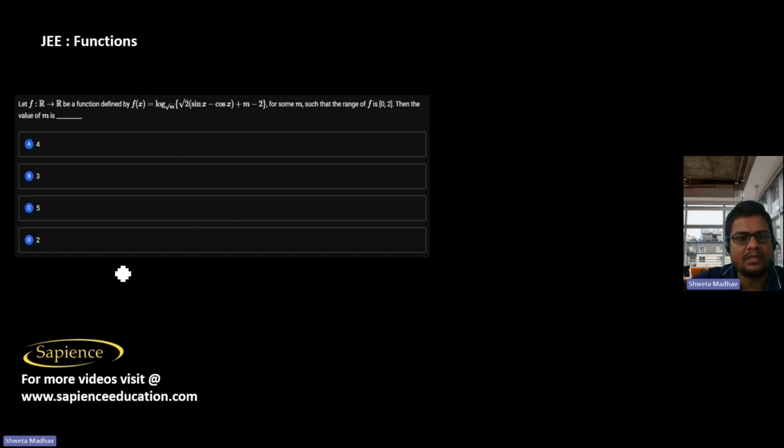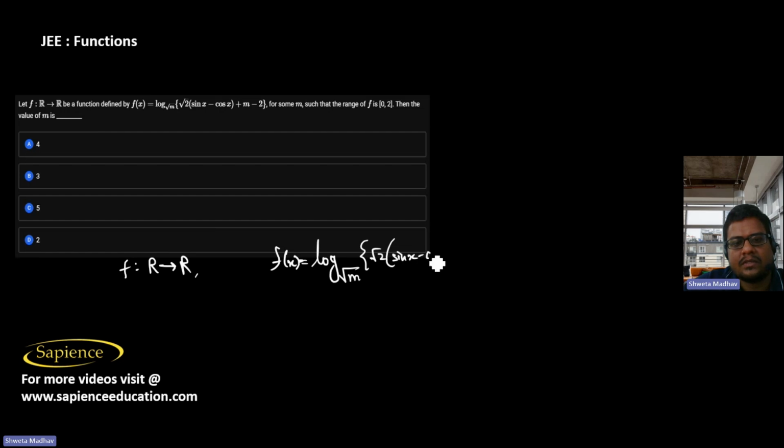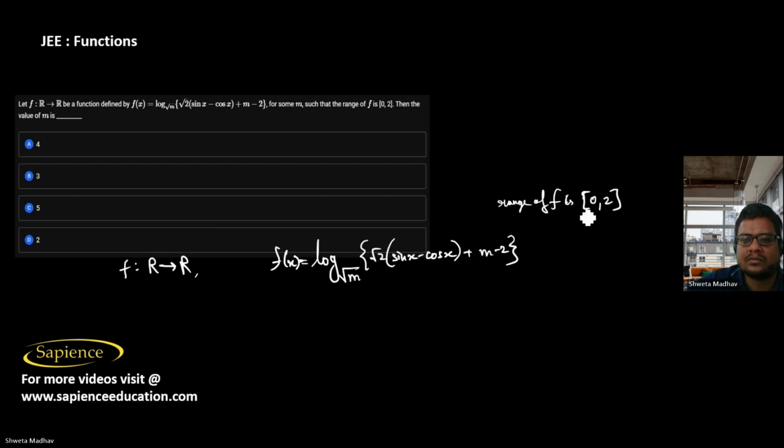And here it is told, let f be a function which maps from R to R, f of x equals to log base root m of root 2 into sine x minus cos x plus m minus 2, for some m, such that the range of f is 0 to 2.